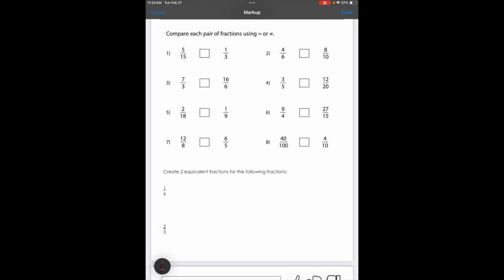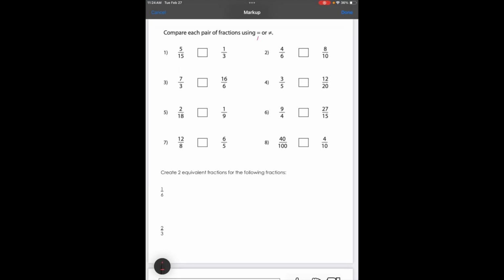And this time, instead of writing yes, no, true, false, we're going to use the actual symbols of equal to or not equal to, equivalent or not equivalent. Now that we know how to create equivalent fractions and check equivalent fractions using multiplication and division, you're going to see a mixture of that within the following problem.